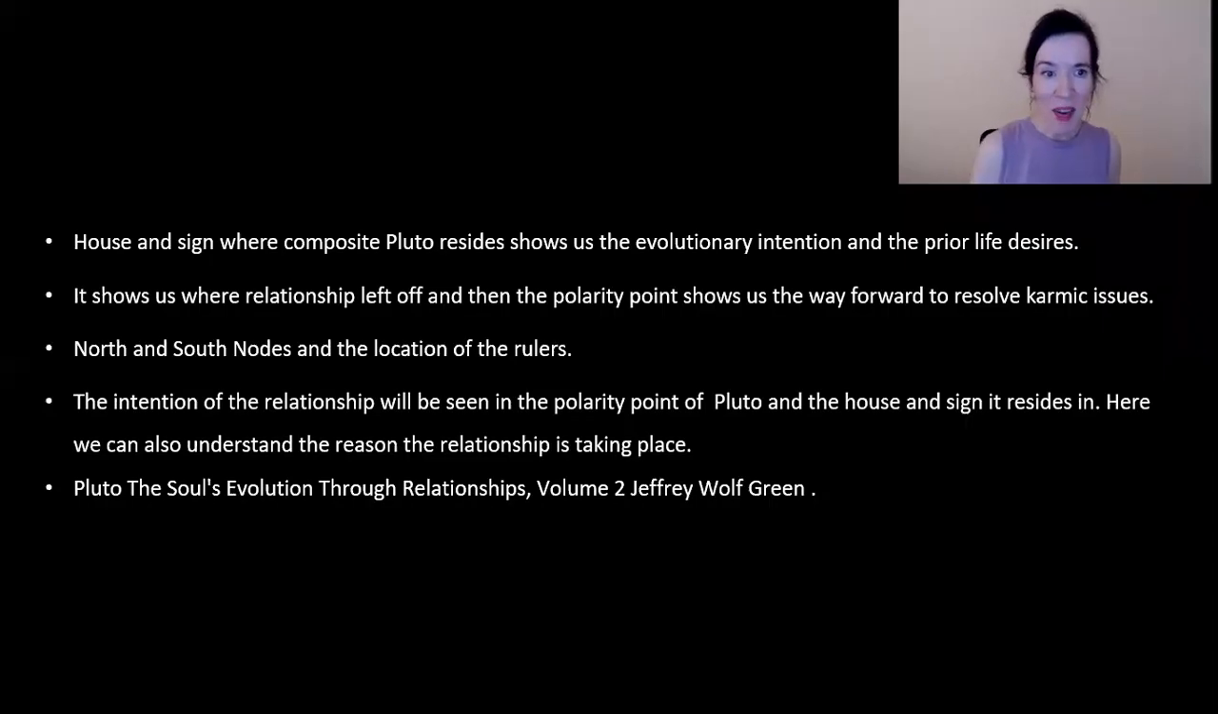Okay, guys, today we're looking at composite Pluto in Aries, and I'm just going to run through with you how this works. So what we're doing is we look at the house and sign where composite Pluto resides, and this shows us the evolutionary intention and our prior life desires in relationship. It shows us where the relationship left off, and then the polarity point will show us the way forward to resolve karmic issues. The North Node and South Nodes and the location of the rulers are really important to look at as well to get the bigger picture.